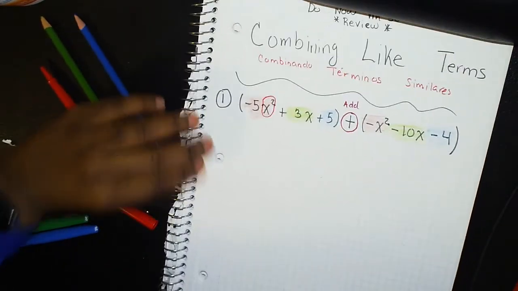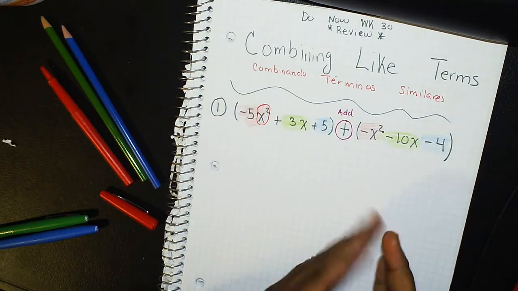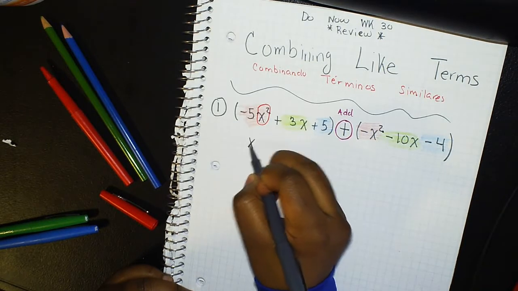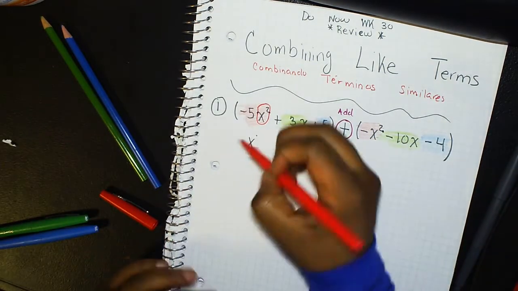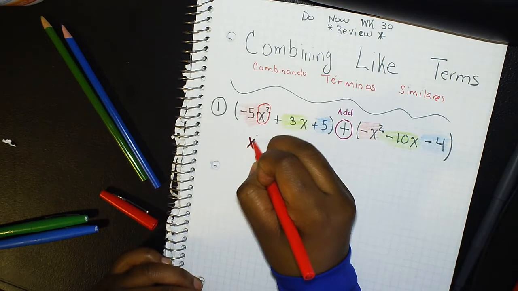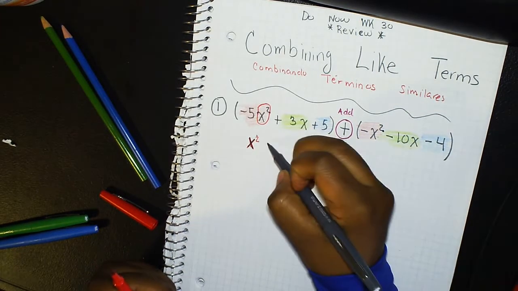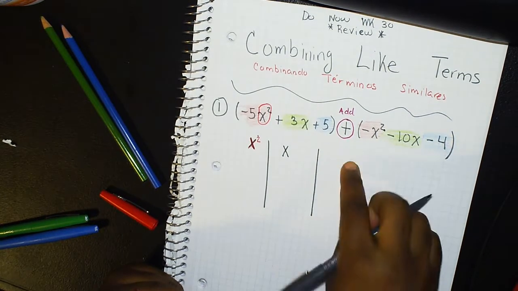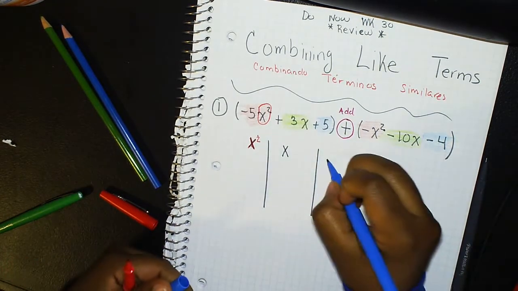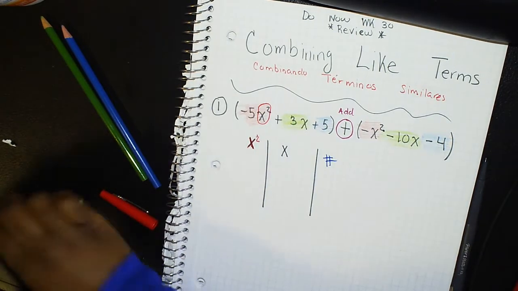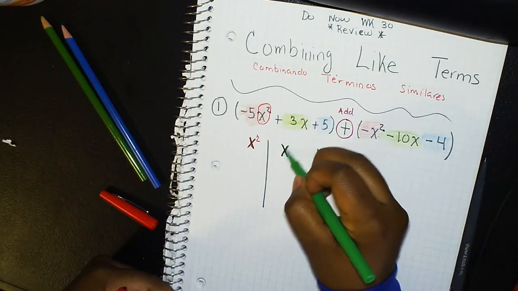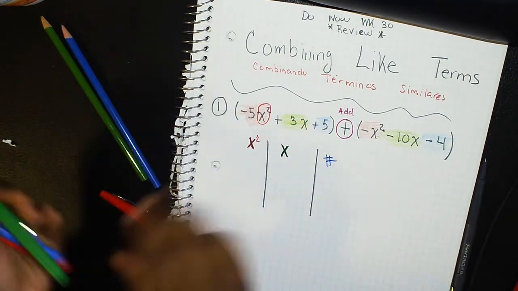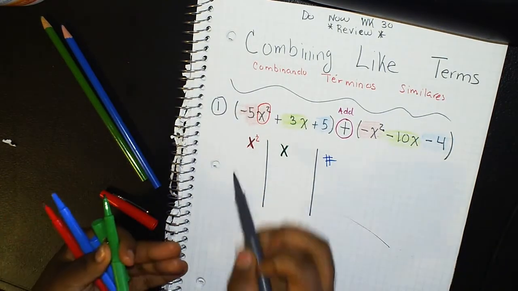All right, so what I like to do to help me keep all my ducks in a row is lay out all the different types of variables that we have. So let me write it in red. We have x squared. We have x. And we just have our numbers. Keep forgetting writing the colors. All right, so what we're going to do is just write them all out.